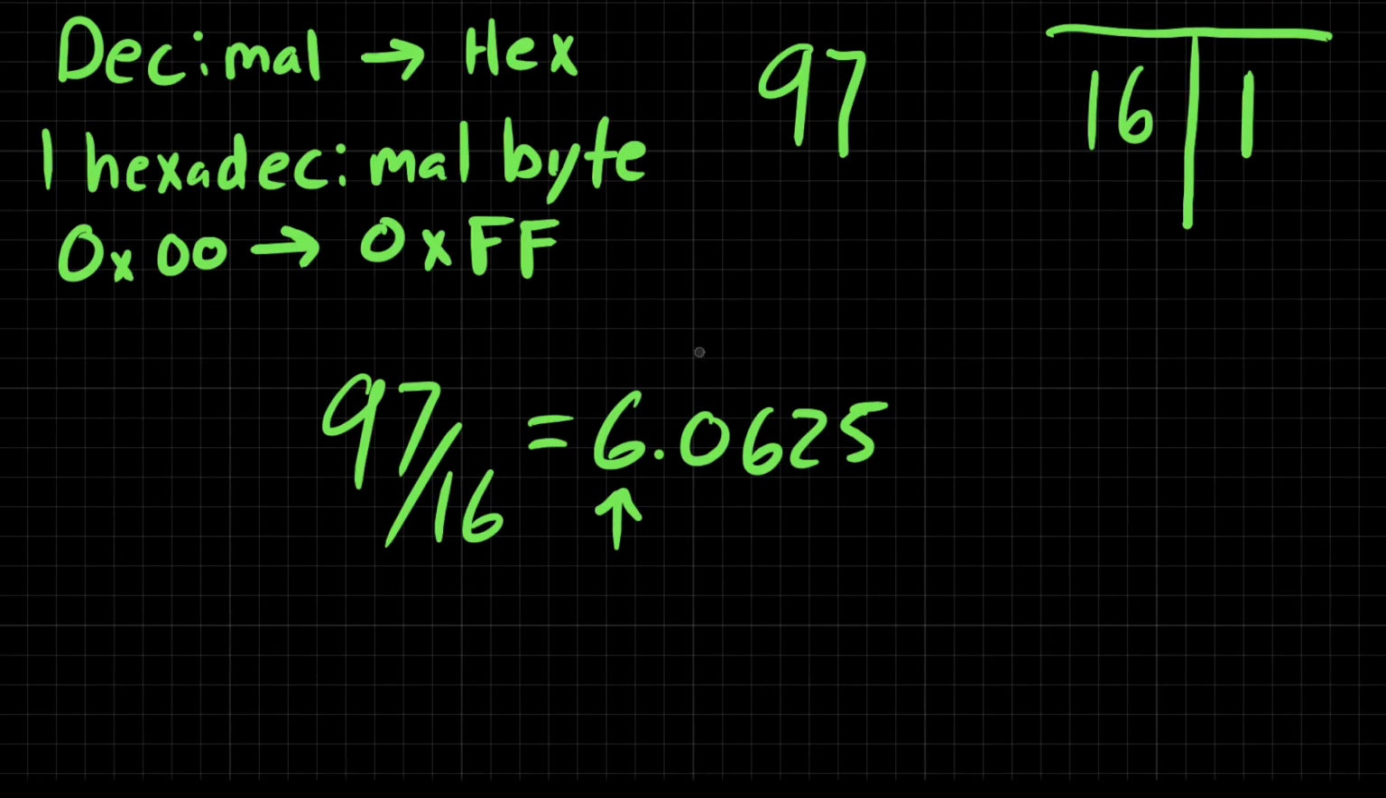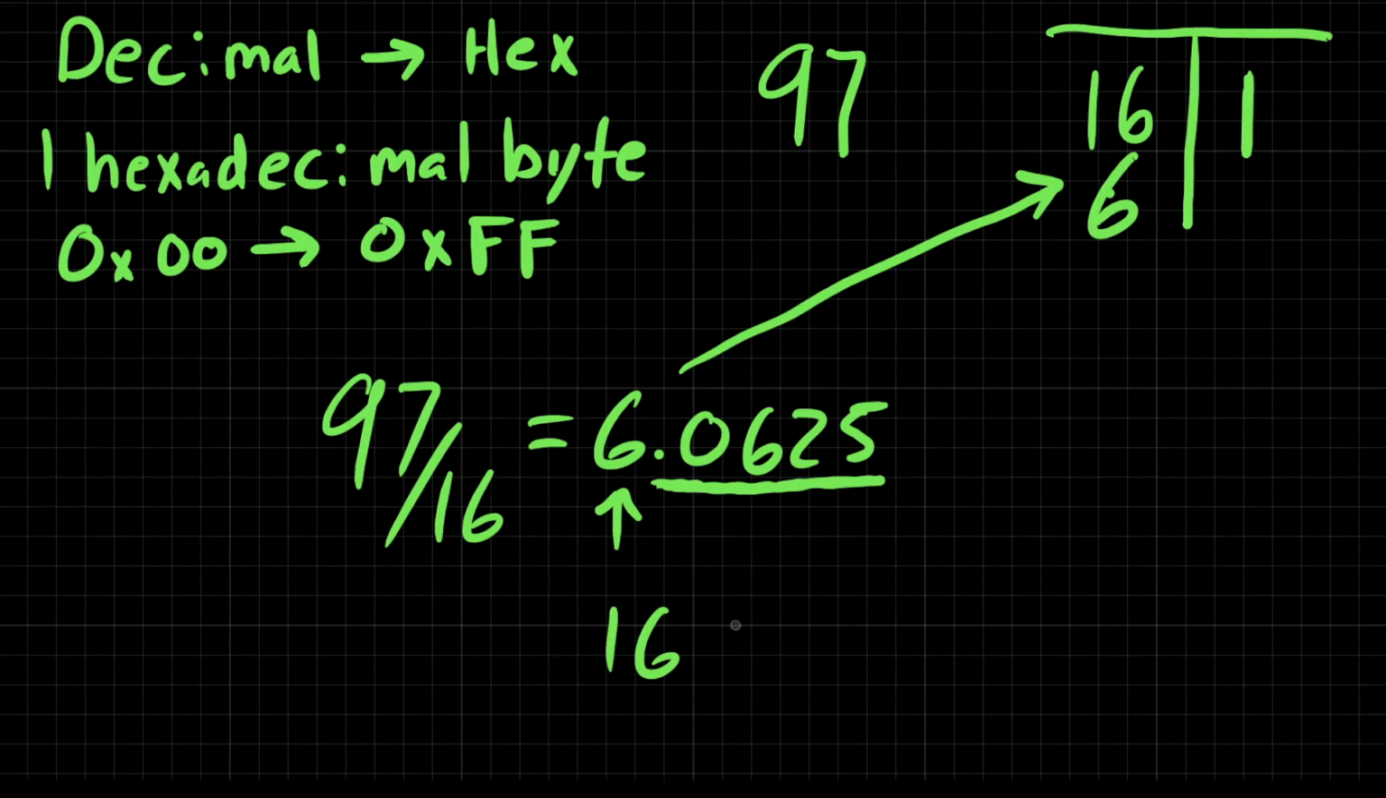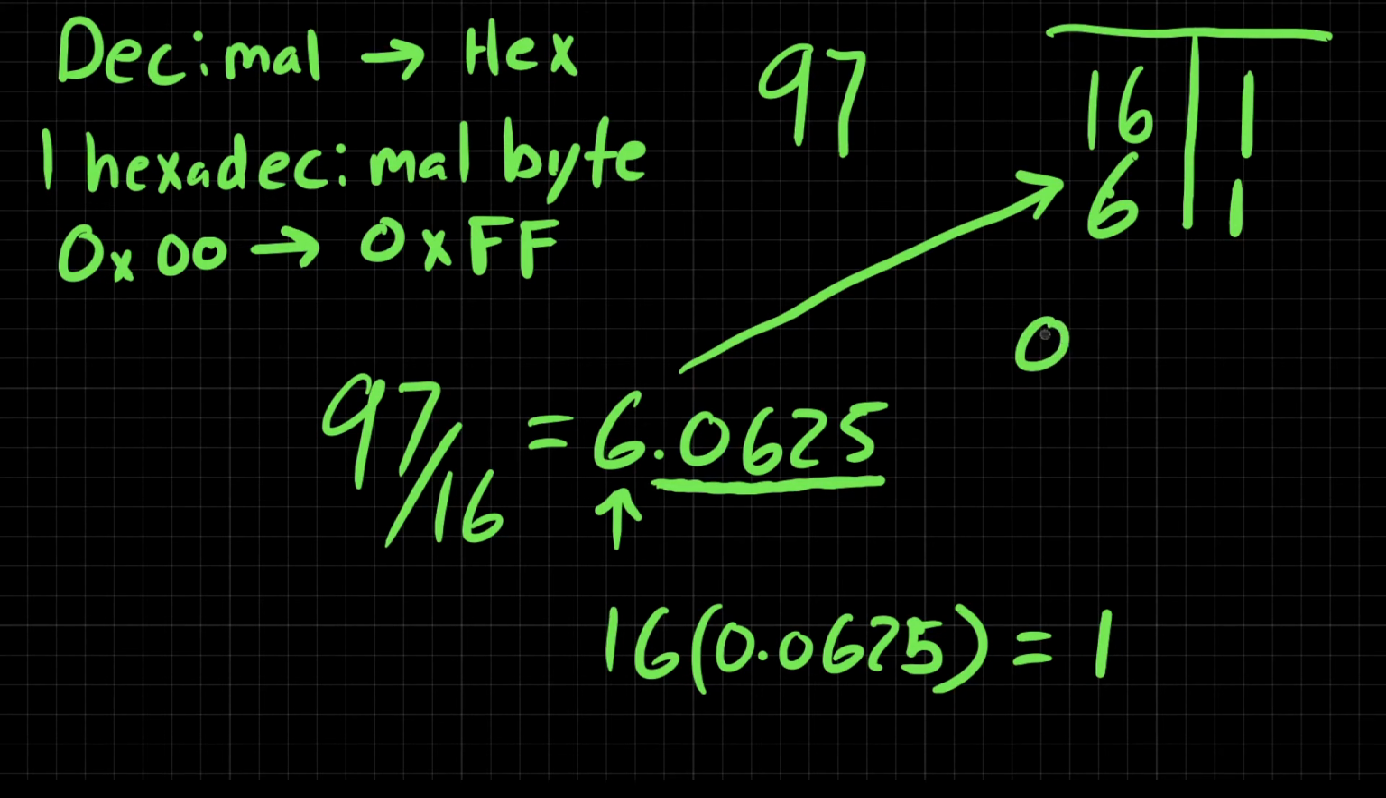Now what we're going to do is take the whole part here. The whole part is going to go in the 16 spot. So we have a 6 there. Now to figure out the 1 spot, we're going to take just this piece right here, and we're going to say for the 1 spot, 16 times 0.0625. And what that gives me is the number 1. So 97 in hexadecimal is 0x61.